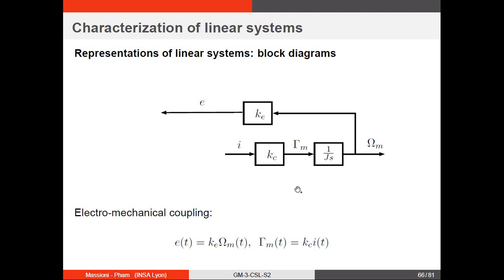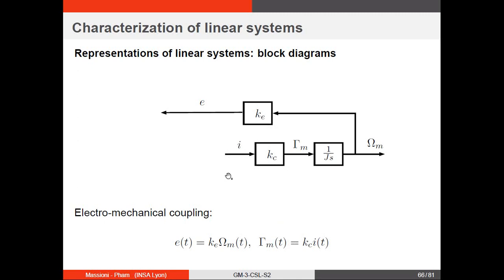Remember, it doesn't make much sense to have the same signal which is the output of two independent blocks. You can have the same signal going into two different blocks, but the same signal cannot be the output of two different blocks. It doesn't make sense, okay? So we use this equation over here to say that gamma is Kc times I.